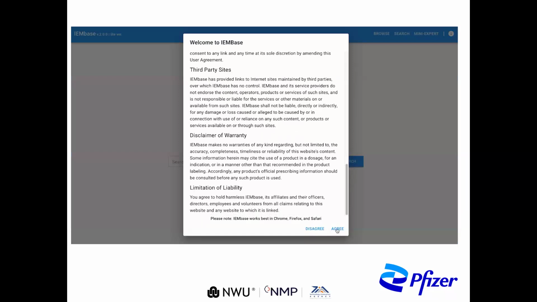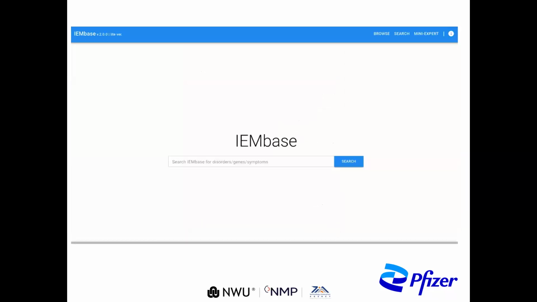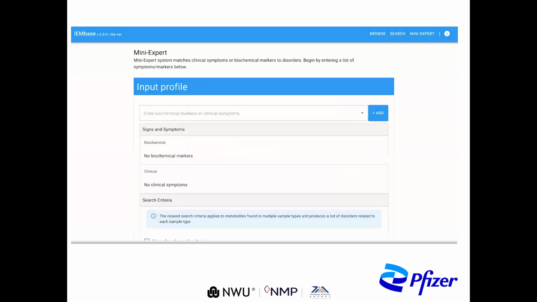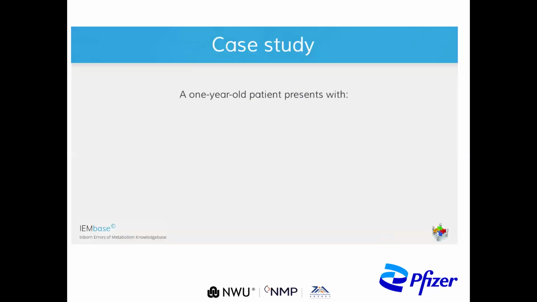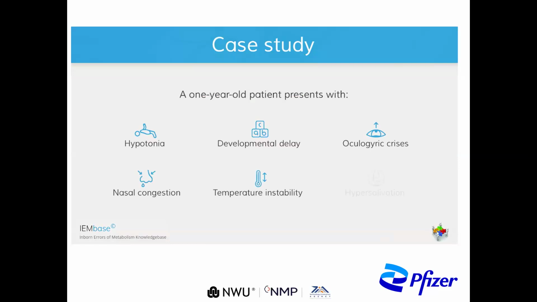Review and agree to the terms of the disclaimer. Here, you can choose to browse the database, perform a basic search for a specific condition, or use the Mini Expert search function. By clicking on the Mini Expert option, you will arrive at the input profile page. The following case study will show you how to use the available features. A 1-year-old patient has presented to the clinic with the following symptoms: hypotonia, developmental delay, oculogyric crises, nasal congestion, temperature instability, and hypersalivation.